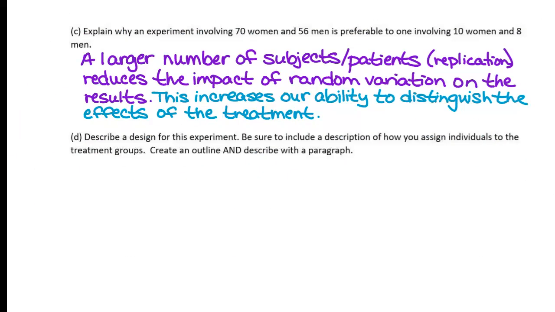Part D: describe a design for this experiment and be sure to include a description of how you assign individuals to the treatment groups. And then this last sentence is different from last year. Just describe it using a paragraph or bullet points, how we're going to do this.